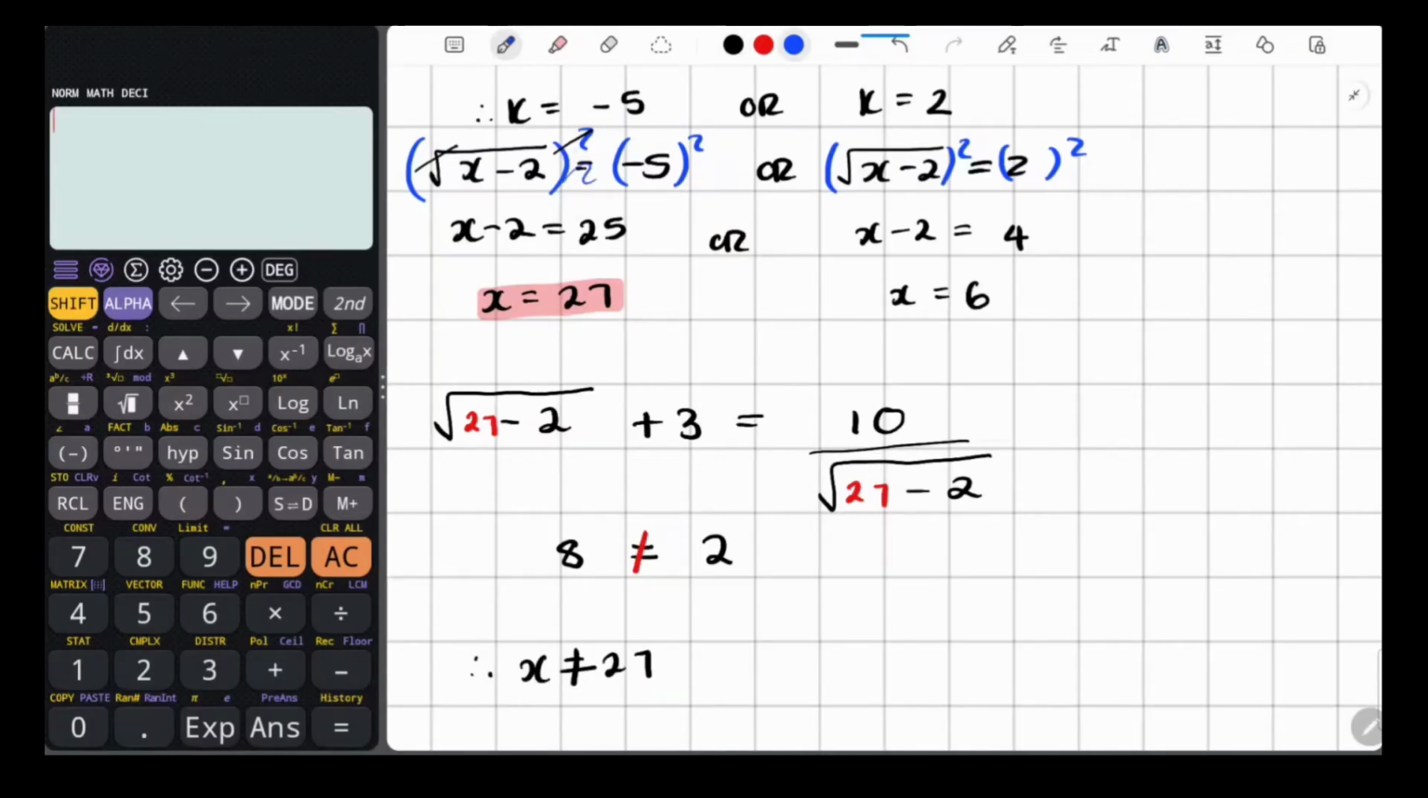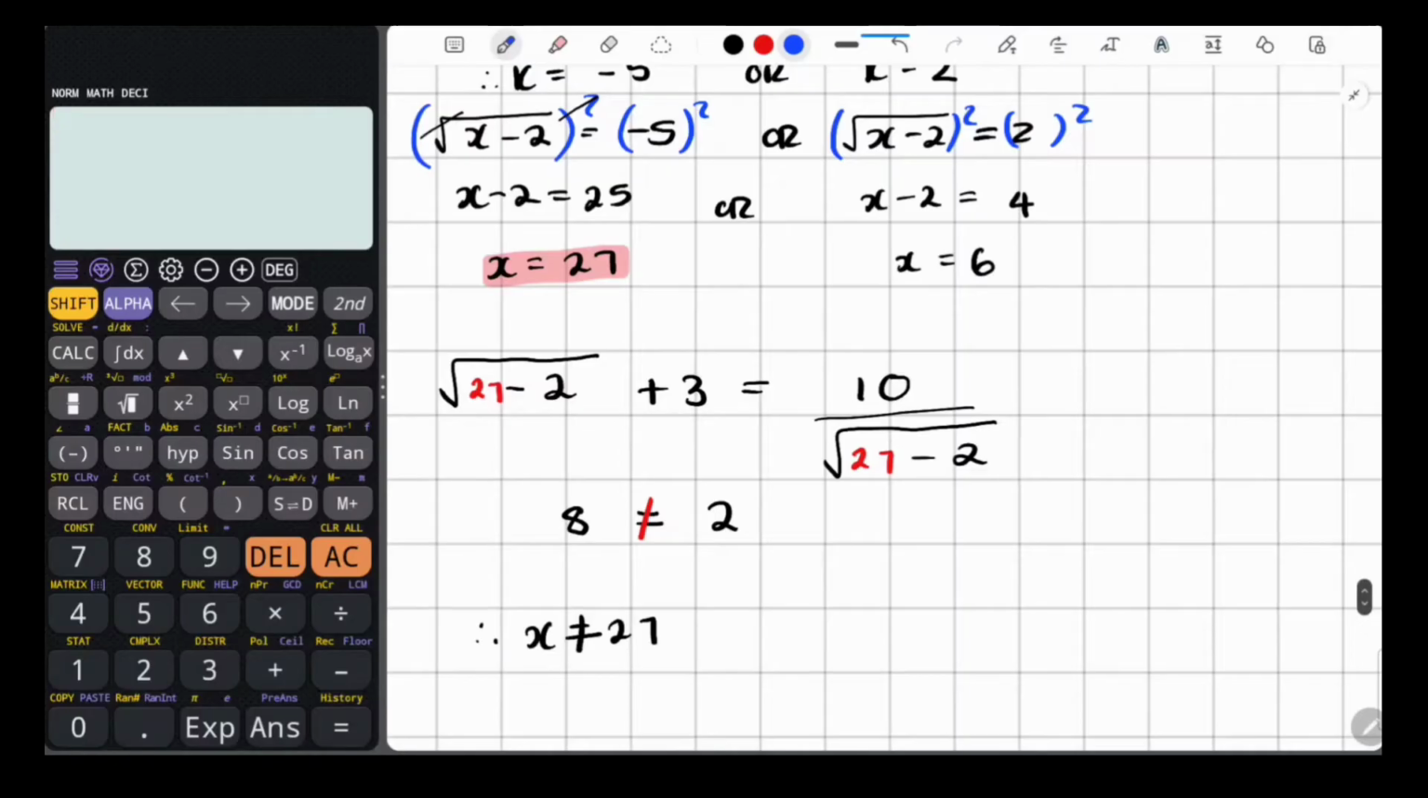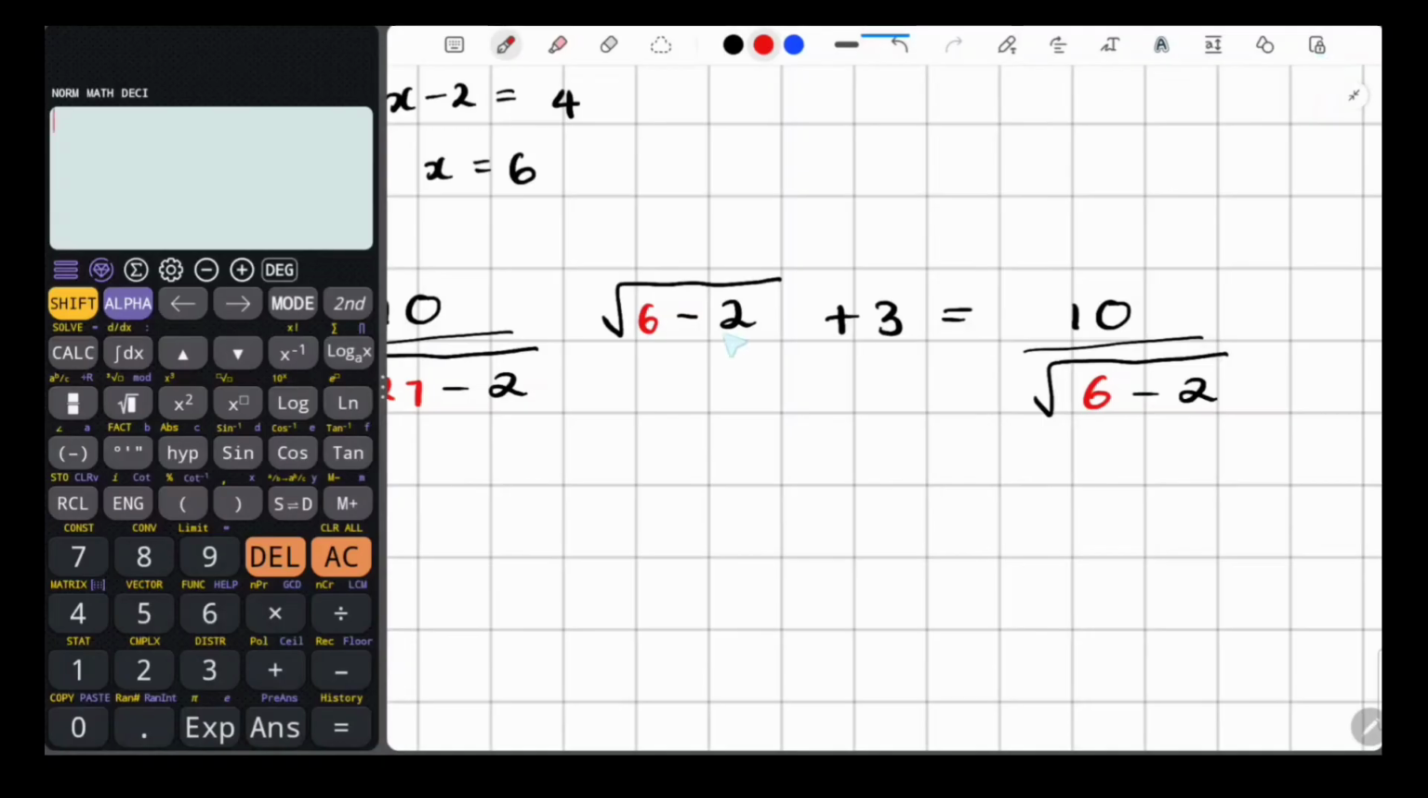So even if you didn't see that that was not possible over here, if you checked if both solutions were correct, then you would have found out that that's not true. You get an extra mark for checking which one is valid and which one is invalid. And then we can also just go ahead and check the 6. So here instead of the 27, now we have x is equal to 6. So if you had 6 minus 2, that's 4. The square root of 4 is 2. 2 plus 3 is 5.